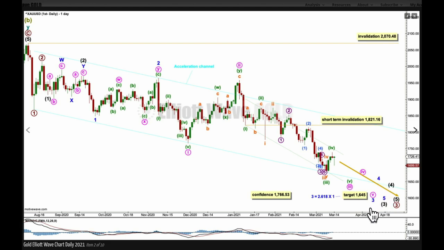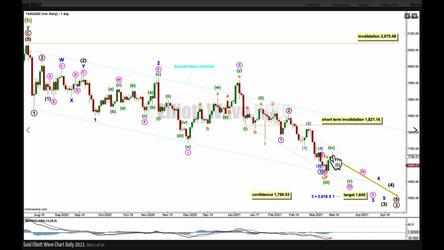Also, minor 5 to end intermediate 3 and intermediate 5 to end primary 3. Any one or more of these fifth waves that are ending third waves one degree higher could be particularly swift and strong, ending with selling climaxes. For now, if minuette 4 moves higher, it may not move into wave 1 price territory above the short-term invalidation point.